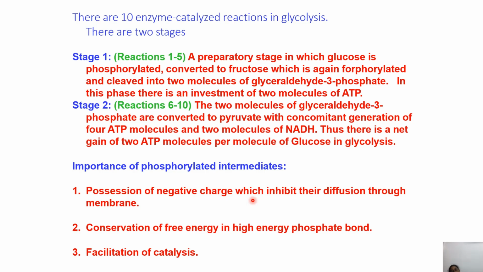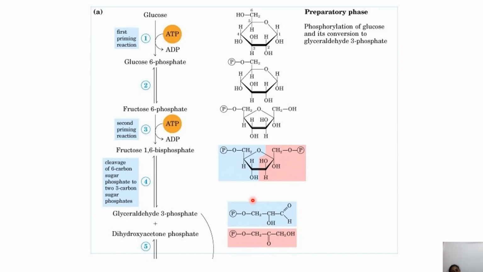Okay. Now, what is the importance of phosphorylated intermediates? So, the possession of the negative charge inhibits diffusion through the membrane, there is conservation of free energy in the high energy phosphate bond, and then the facilitation of catalysis as well. In the preparatory phase, phosphorylation of glucose and its conversion to glyceraldehyde 3-phosphate, if you can see over there.